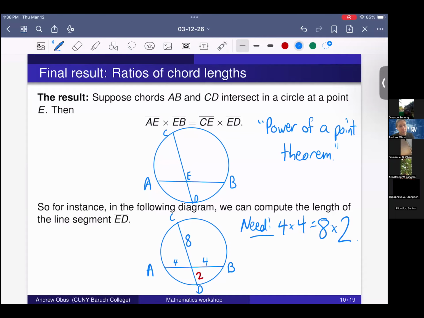So this is what the theorem says. If you have two chords that intersect each other, then the product of the two parts of one of the chords is equal to the product of the two parts of the other chord. Any questions about what this is saying? Let me put this 2 in red. Okay, no questions?